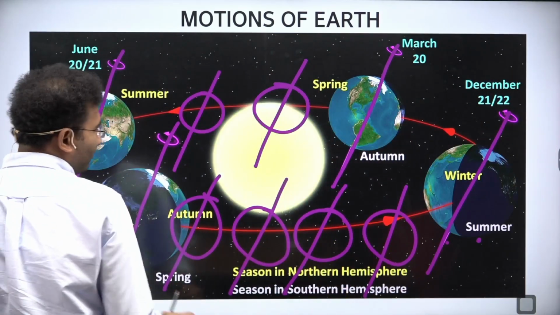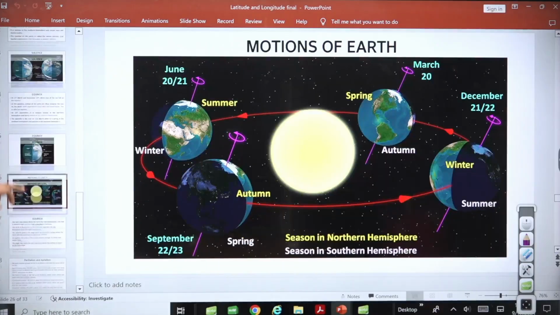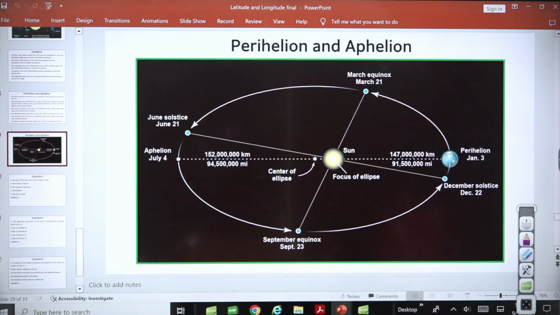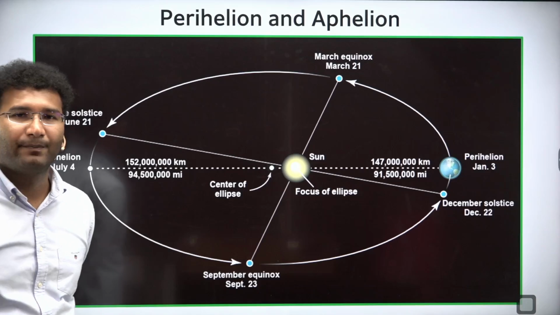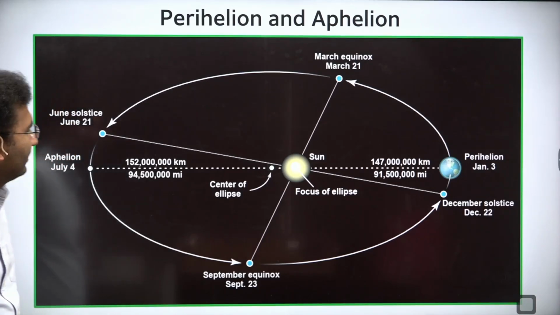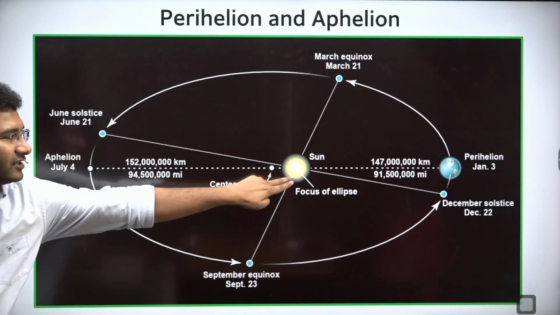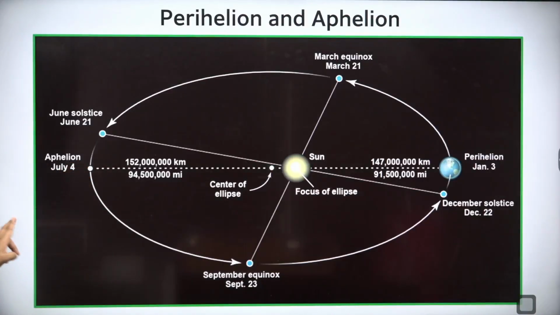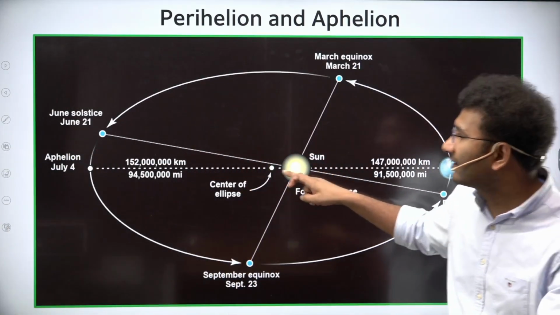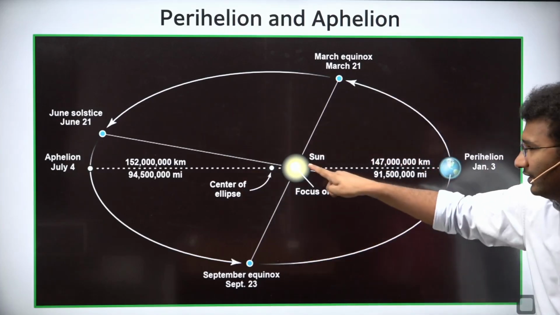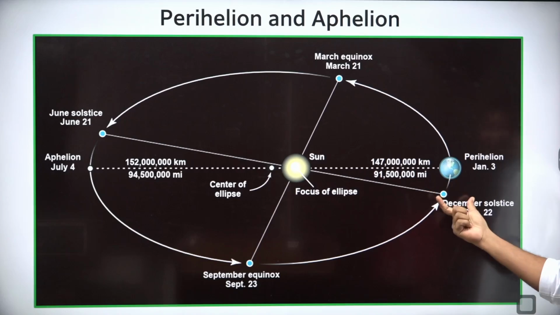So this is what you need to know about the rotation and revolution in a detailed manner, right? Clear? And one last thing, the concept of perigee and apogee. Okay, see, during the month of June, the distance from the sun to the earth is far away. During the month of January, the distance from the sun to the earth is less.